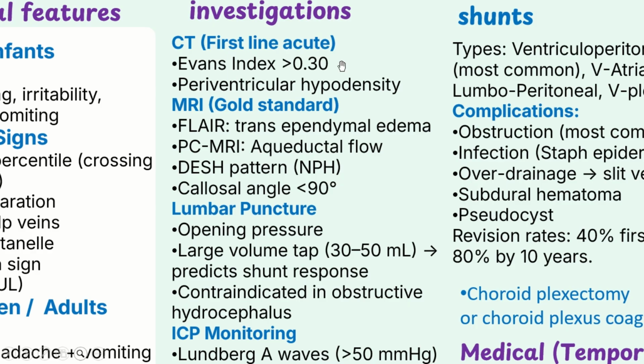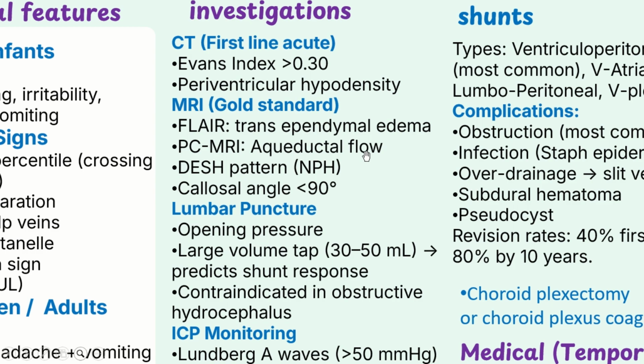Then we do the MRI, and this is the gold standard, and it's going to show us the transependymal edema because of its good resolution with soft tissue. It's going to also show us the aqueductal flow, especially when you use contrast. You cannot see the aqueductal flow on CT. So with the CT, you won't know if there is flow of CSF or not. But on the MRI, you can tell that there is flow of CSF.